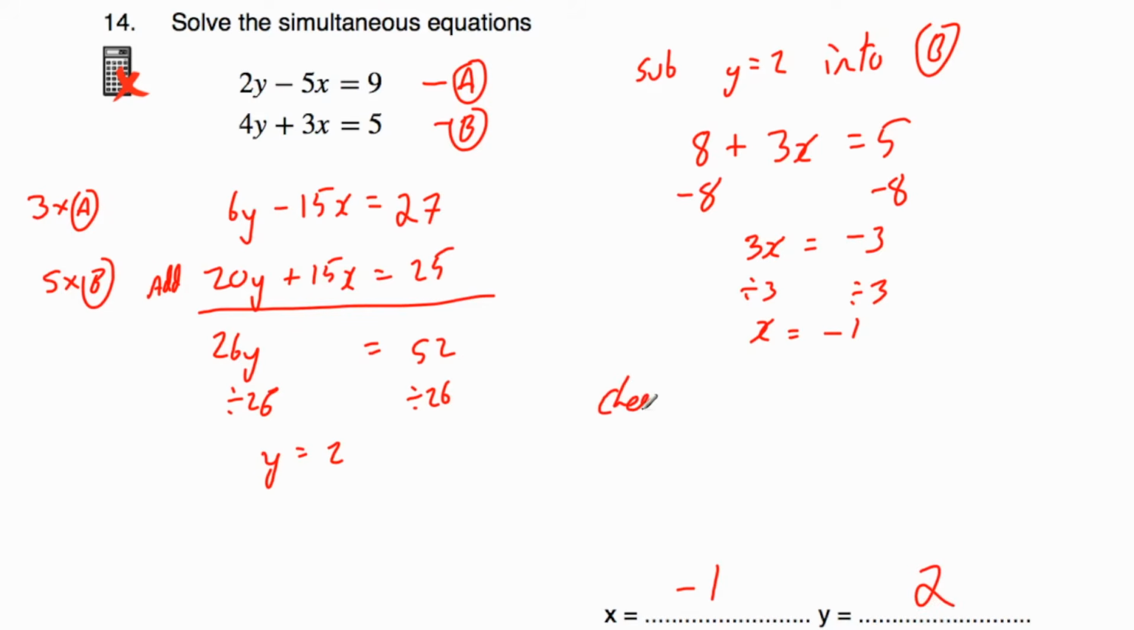And let's check in A. So 2 times y, well 2 times 2 is equal to 4. We've then got minus 5 times whatever x is. So x is equal to minus 1. 5 times that would be minus 5, so we're going to be minus and minus 5. And hopefully that's equal to 9. 4 minus minus 5, that's 4 plus 5, which is 9, equals 9. Correct. Fantastic.